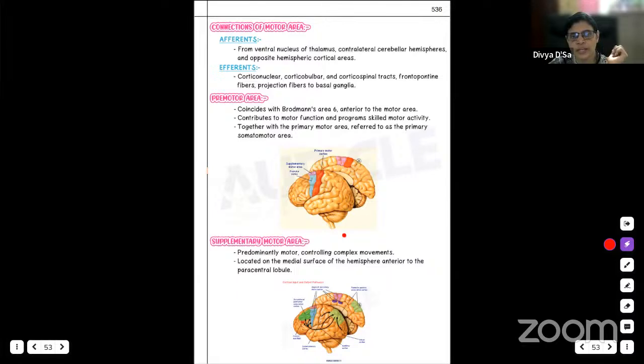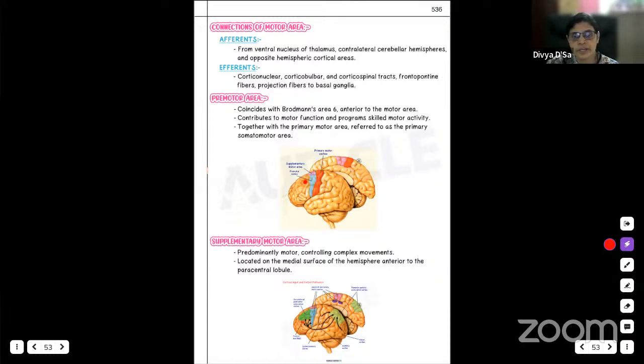Now, connections of the motor area. We are talking about the primary motor area, area number 4. It receives afferents from the ventral nucleus of the thalamus, the contralateral cerebral hemisphere, as well as the opposite hemisphere. Efferents are those going away from there. They are the corticonuclear, corticobulbar, and corticospinal tracts, and frontopontine fibers, and projection fibers to the basal ganglia.